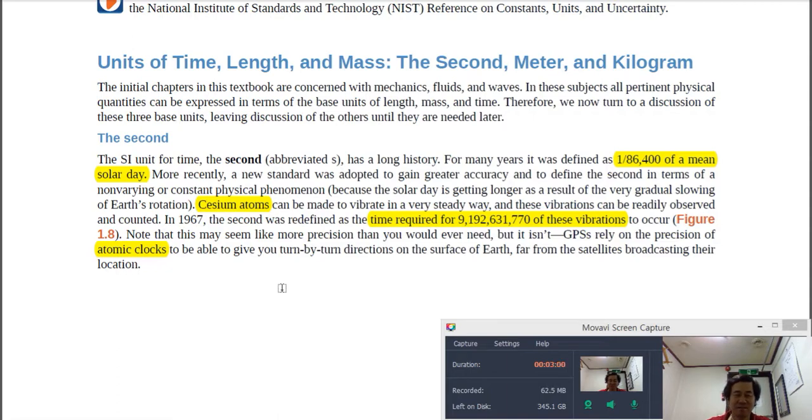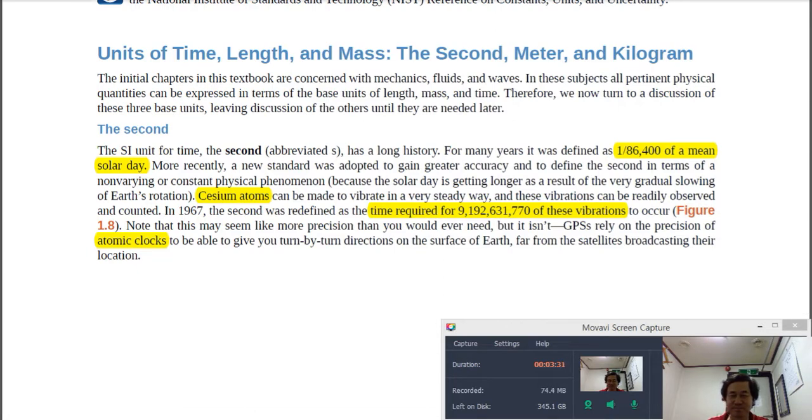And nowadays, this atomic clock, the technique is more advanced, so we can determine 1 second into the accuracy of 10 to minus 20. So we can measure the time very accurately, and GPS needs that kind of precise time definition, precision.